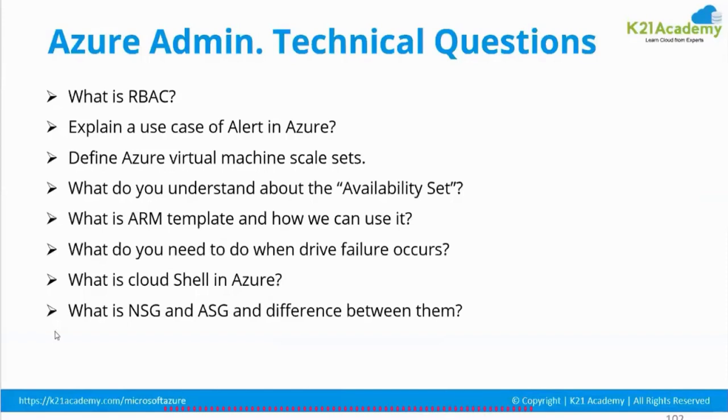What do you need to do when drive failure occurs? Now tell me guys, if an Azure virtual machine is running and you can see that one drive has been corrupted, then in that case what will you do? Normally if we are creating any VM in production, we'll make sure that the backup is set up. And if the backup is set up, then only we can go ahead and restore that particular data disk. Or if a snapshot is there, we can restore that particular data disk, and we can also go ahead and restore the VM also.